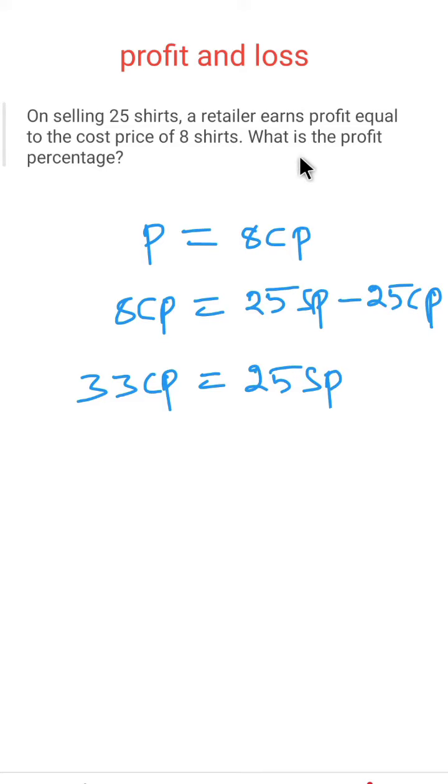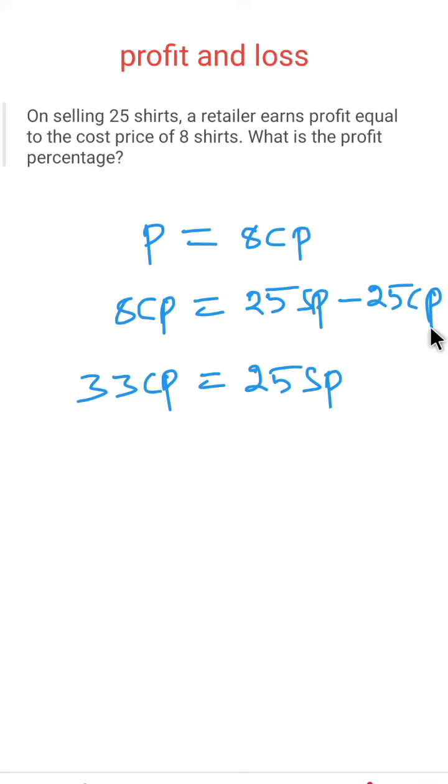In this problem, the condition is given as a retailer earns profit equal to the cost price of 8 shares. The profit is equal to the cost price of 8 shares. In place of the profit, we write it as a cost price. 8 shares of the cost price is equal to profit. Profit is nothing but selling price minus cost price.